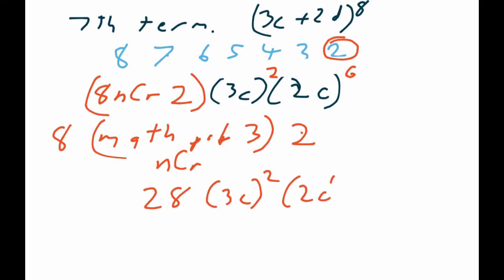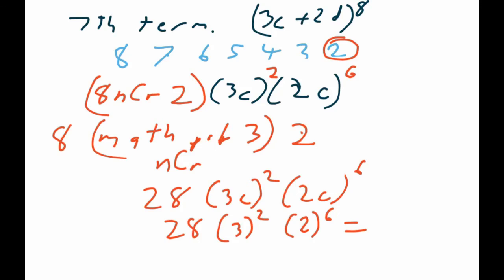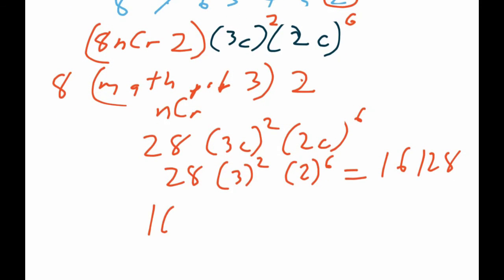Now we're not done because we need to figure out what this is all together. So what I'm going to do is I'm going to do 28 times 3 squared times 2 to the 6th. And that gives me 16,128. So my answer is going to be 16,128 c squared, and then I don't know why I had this as c up here. That should be a d, but that should be d to the 6th.